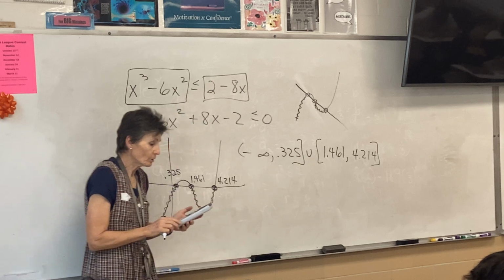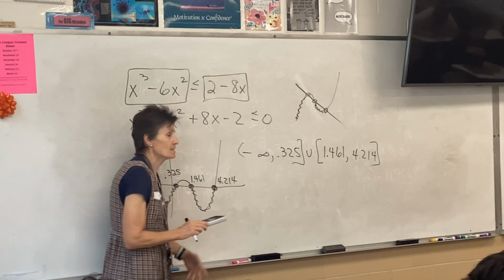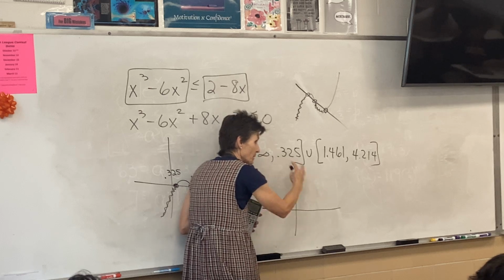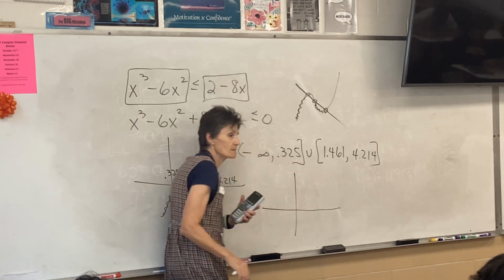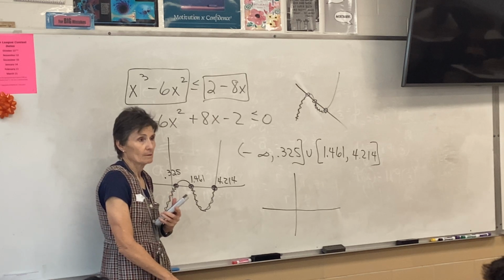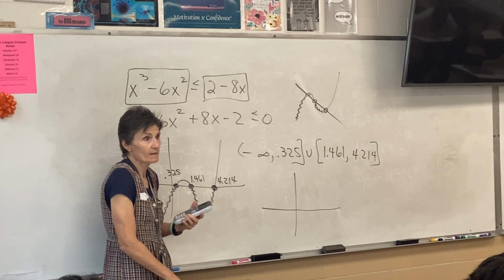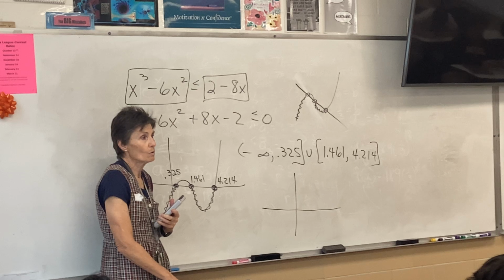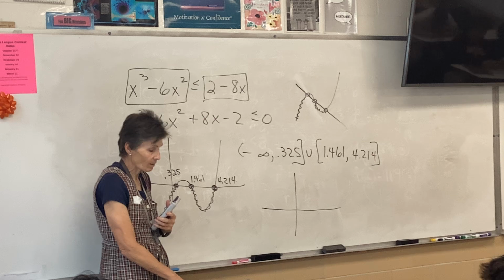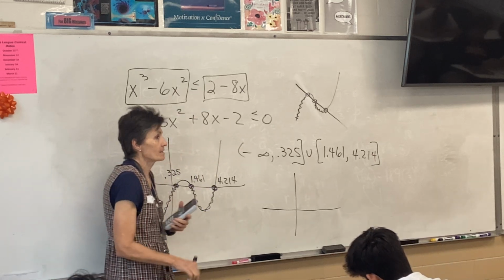And if we are looking for where it is bigger than 0, then won't we be looking for parts of the curve that are up here? What do you notice? Isn't the whole thing up there? Yeah. It doesn't cross, it never comes down. And so, what does that mean? Negative infinity to infinity, that's exactly right. The whole thing is above the x-axis.